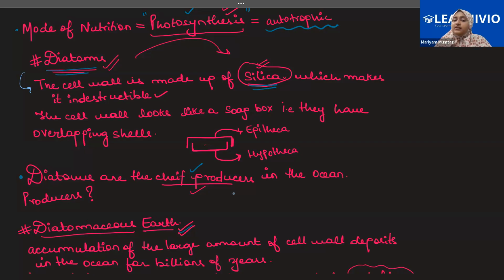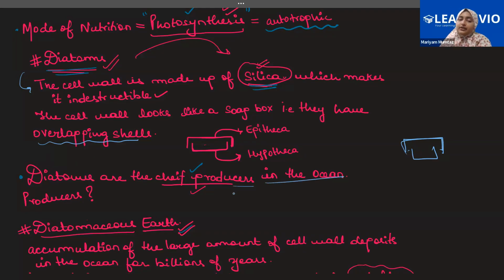So, the cell wall looks like a soap box. If we see the diatoms under the microscope, the whole body or the cell wall will sort of look like a soap box. That is, they have overlapping shells. They have one epitheca, the top shell, and then it is surrounded by a hypotheca, which is the lowermost. It sort of looks like a box, like a soap box. Now, diatoms are the chief producers in the ocean.